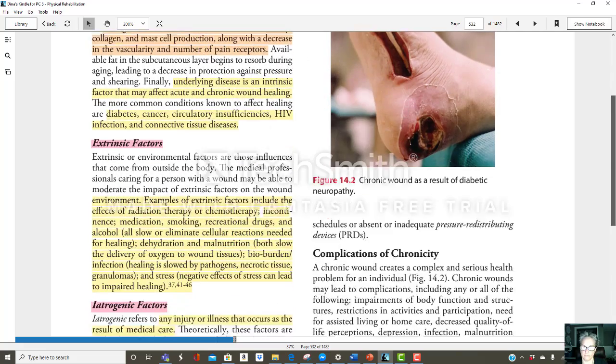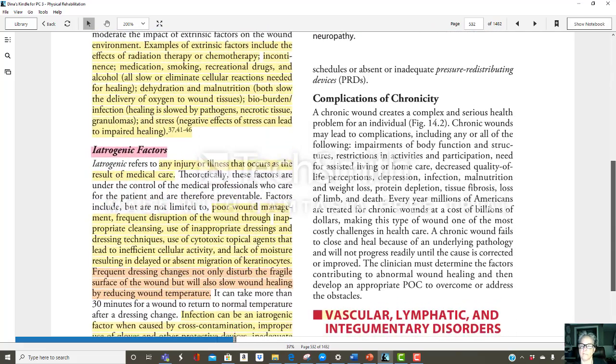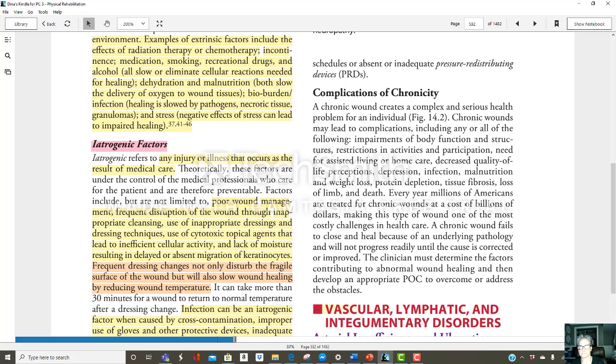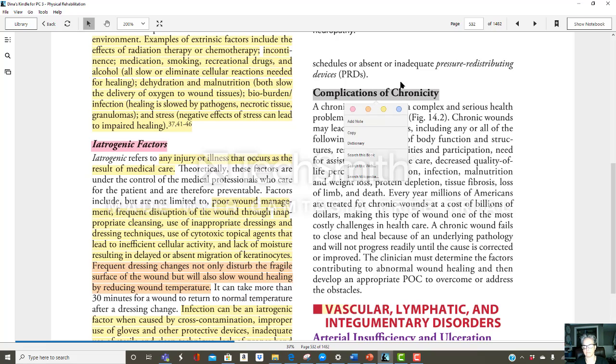Complications have chronicity. A chronic wound creates a complex and serious health problem for an individual. Figure 14.2. Chronic wounds may lead to complications, including any or all of the following: impairments of body function and structures, restrictions in activities and participation, need for assisted living and home care, decreased quality of life perceptions, depression, infection, malnutrition and weight loss, protein depletion, tissue fibrosis, loss of limb, and death.